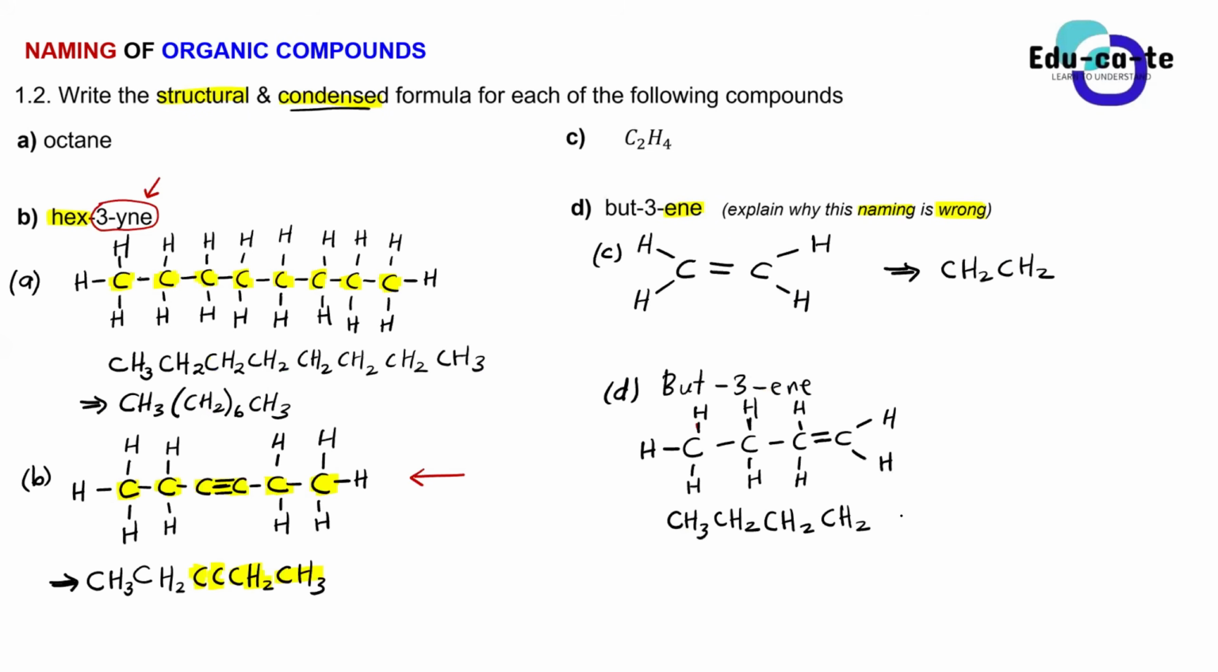What is the other way of writing this condensed formula, guys? CH3, CH2 in a bracket, CH3. Yes. CH2, 3 in a bracket. This is still acceptable, but it would be preferable for you to write it in this way. Don't include the CH2 in the bracket, the one that has got a double bond. It would be preferable, but this is still correct.